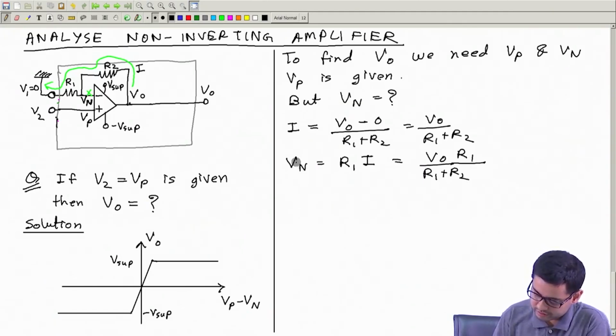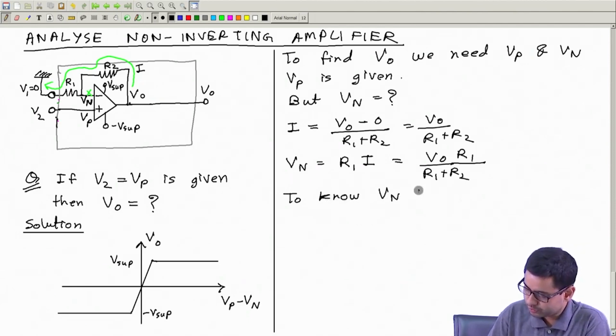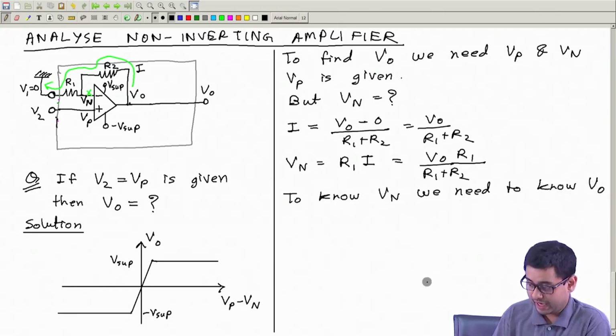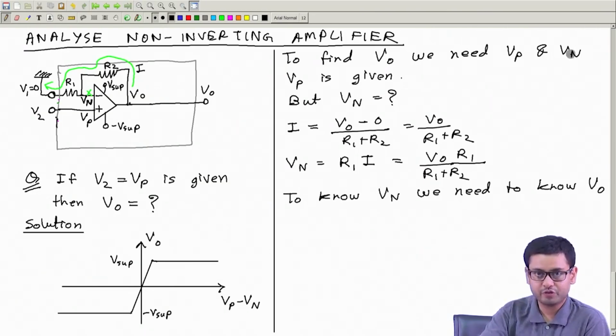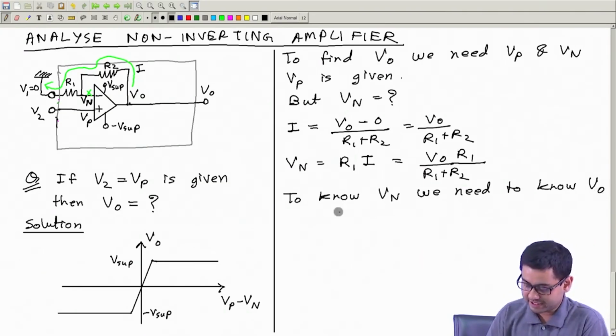So to know Vn, we need to know Vo. And once again, here to know Vo, we need to know Vn. So it's a chicken and egg problem. To get output, we need Vn, and to find Vn, we need the output. It's a tough problem.